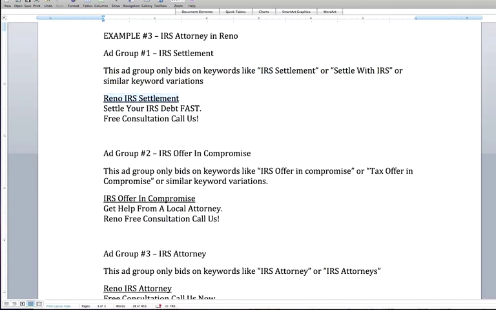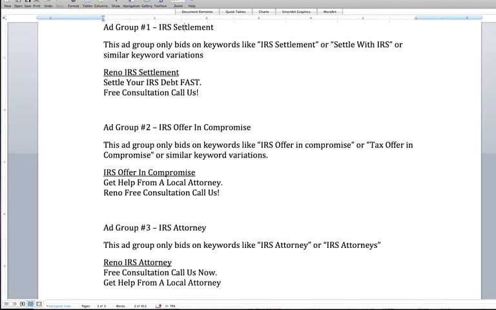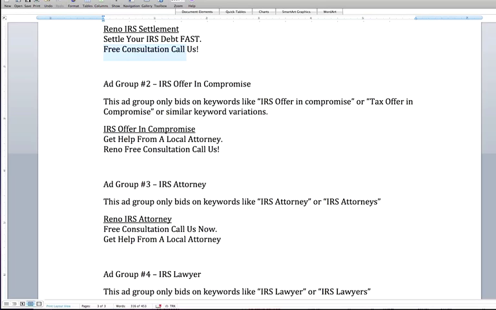And the headline could be Reno IRS settlement. Again, we have the keyword, the IRS settlement, in the headline because this is going to be those types of keywords. Settle your IRS debt fast. And again, we're mentioning settle your debt fast. Free consultation, call us.